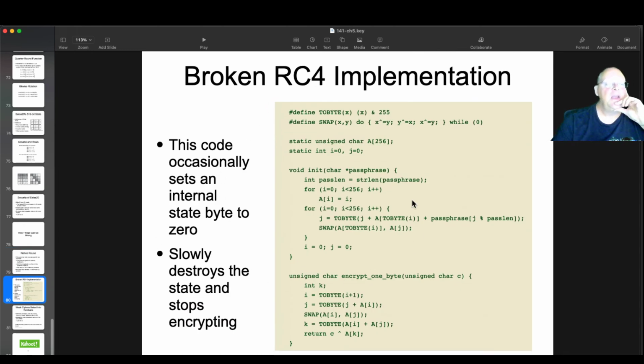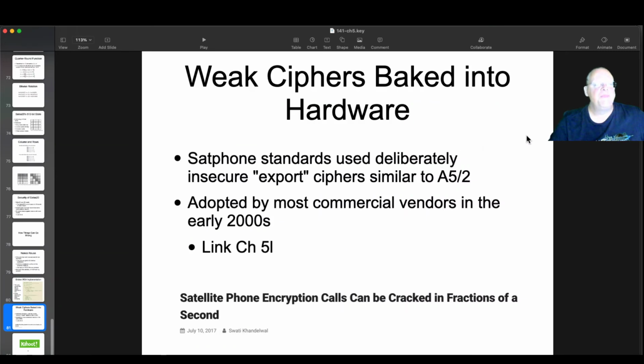Anyway, here's another RC4 implementation that sometimes sets an internal state byte to 0, so it gradually destroys the state and then stops encrypting. And then, of course, there were these insecure export ciphers, which is a huge problem in all encryption. There are therefore products out there using these deliberately insecure ciphers, which can be cracked in fractions of a second, and therefore a lot of products will support those in order to communicate with those stations that are using the export controls. This is why cryptographers are really, really irritated by these export controls.